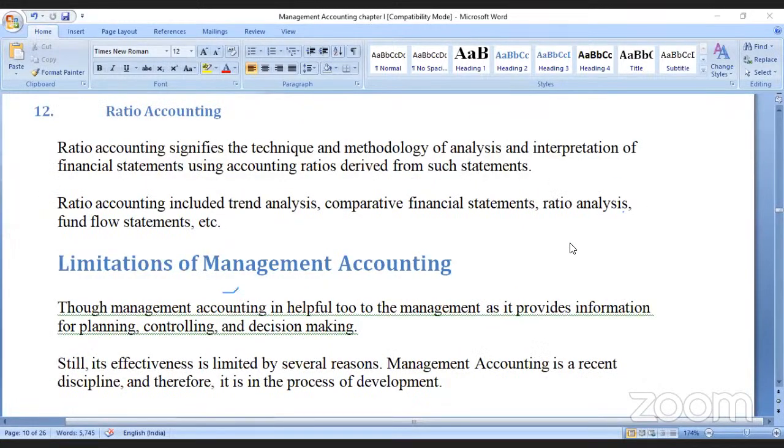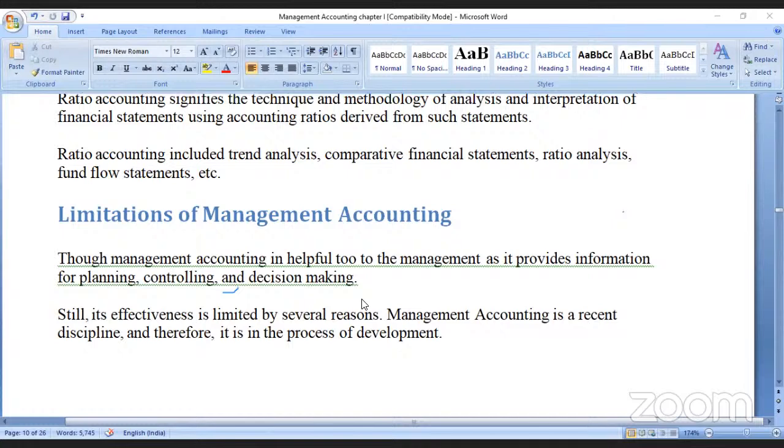On the whole, we discussed so many advantages, factors, and functions of financial management and management accounting, and tools and techniques as well. The last part of today's class is the limitations of management accounting. As I already told you, management accounting provides information only. It provides information for planning, controlling, and decision making only. We will take the decision.